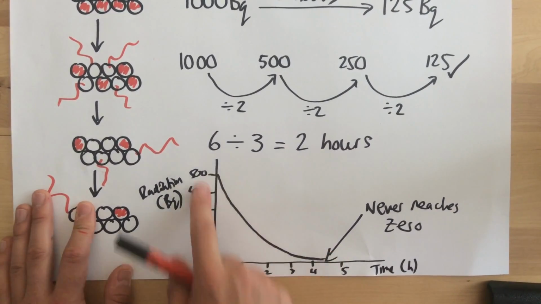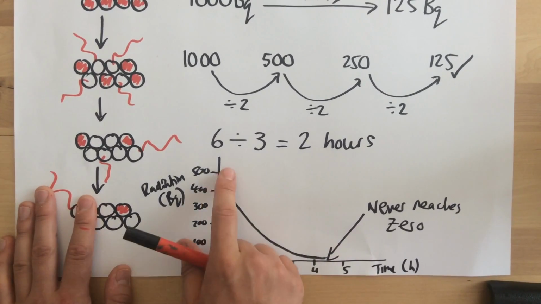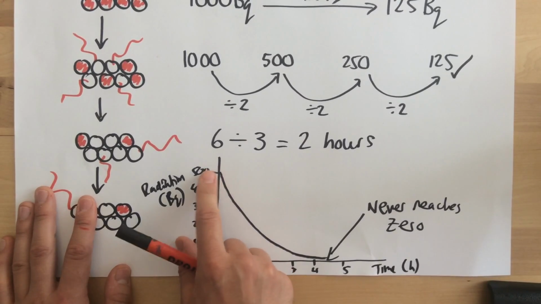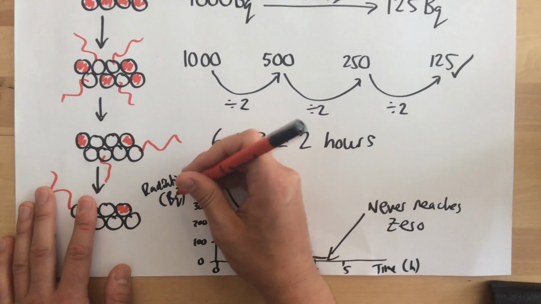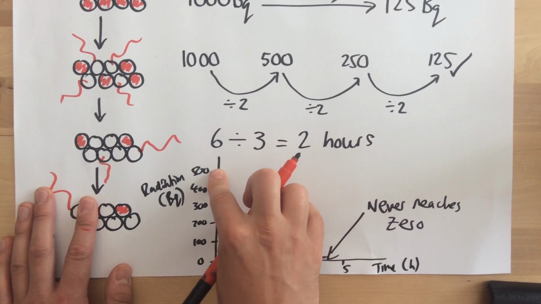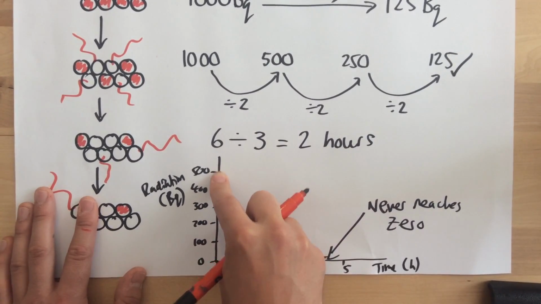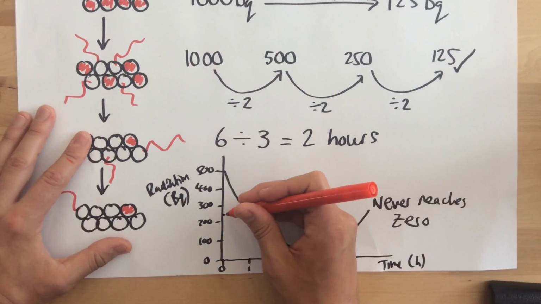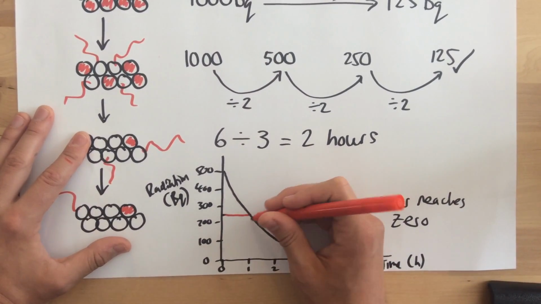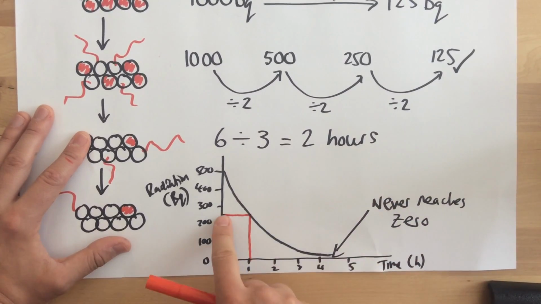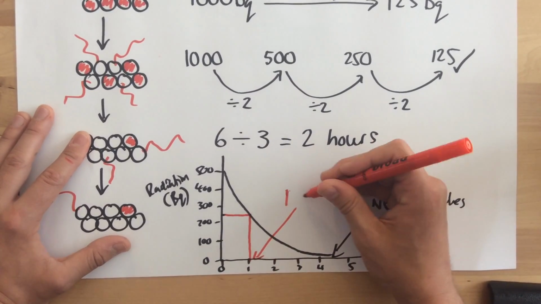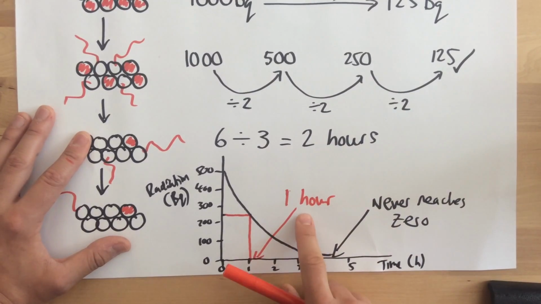So to find the half-life using a graph, what we need to do is this. Let's say at time 0, we have 500 BQ of radiation. The half of 500 is 250. So we have to extrapolate the graph, and we see how long it's taken for half of those radioactive nuclei to decay. So the answer is 1 hour for this particular substance.